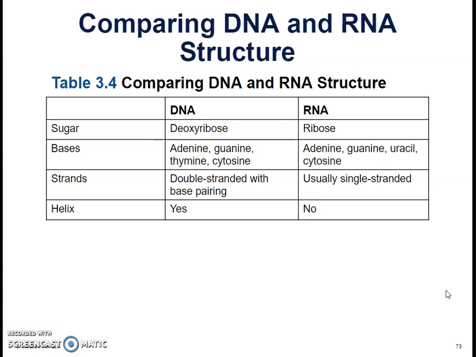So here is a table to help you remember the differences between DNA and RNA. It talks about the sugars that are there. Remember, deoxyribose is found in DNA, ribose is found in RNA. Thymine is found in DNA, whereas uracil is found in RNA. DNA is double-stranded, RNA is single-stranded. And DNA is usually found in that helix shape, that twisted ladder shape. RNA is not in that shape.